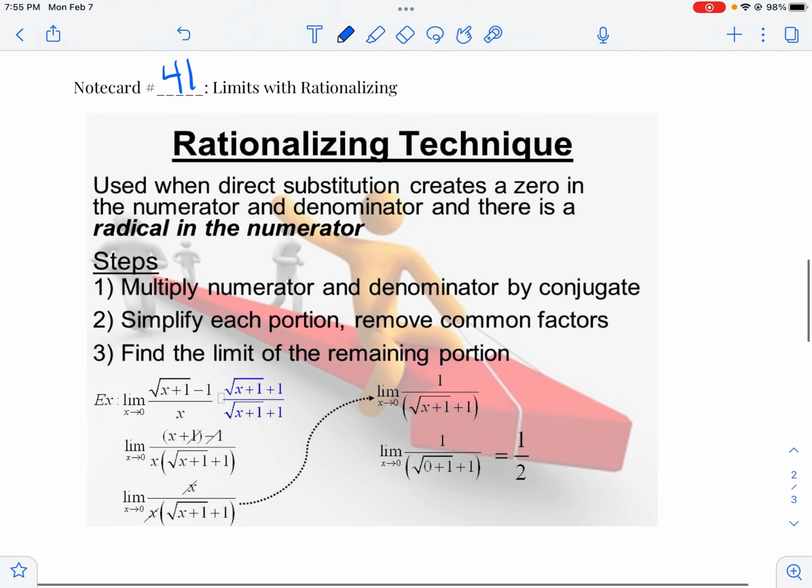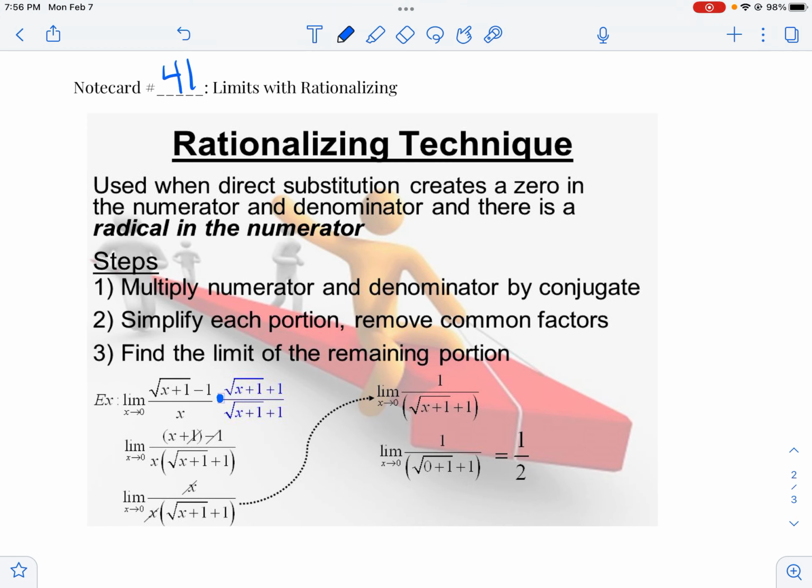When you're using direct substitution and it creates a 0 over 0 situation, and you have a radical in either the numerator or the denominator, you could rationalize. Multiply the numerator and denominator by the conjugate of whichever one has the radical. Simplify each portion, remove common factors, like what we did yesterday, and then find the limit with the remaining portion.